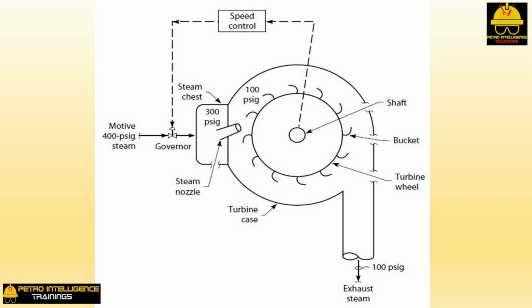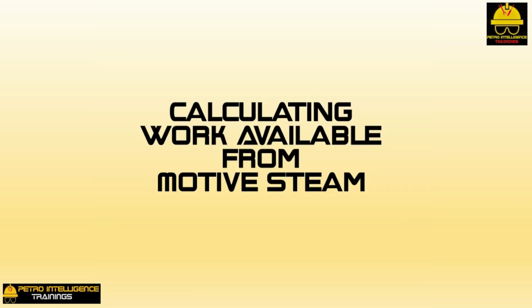I imagine the term bucket is a carryover from the days of the water wheel. The velocity of the steam is now transferred to the spinning turbine wheel. If the turbine is running below its set speed, the speed controller causes the governor speed control valve to open to allow more steam to flow into the steam chest.